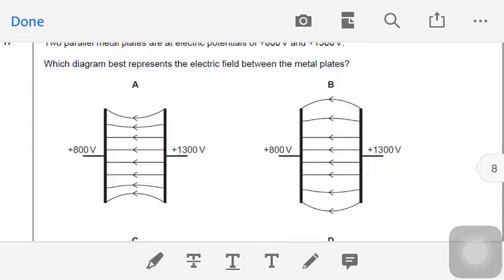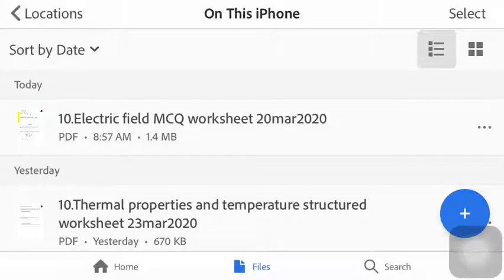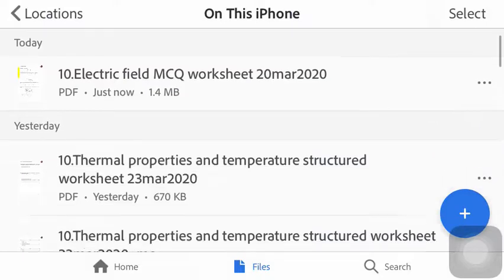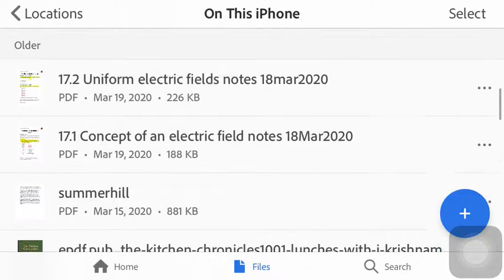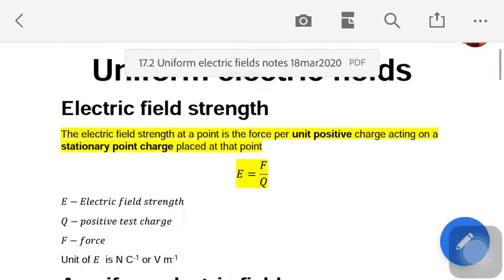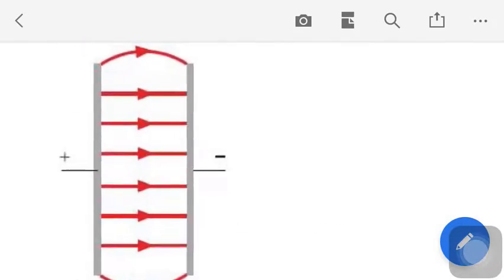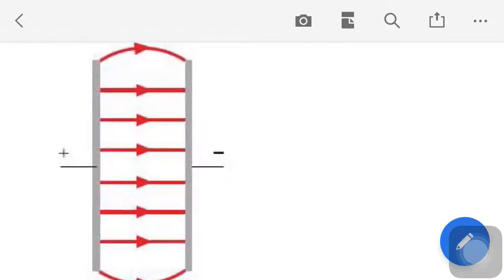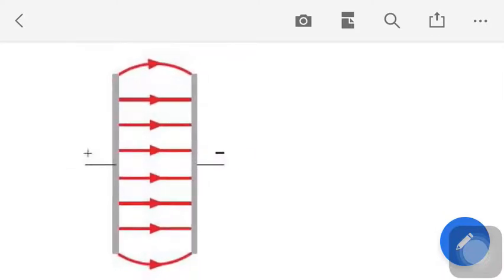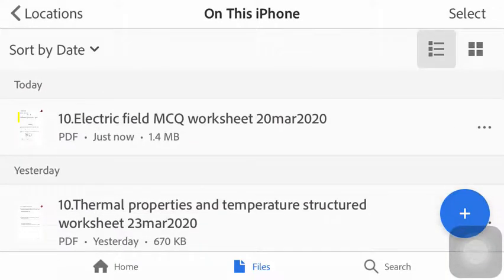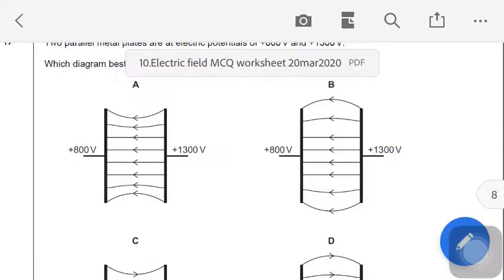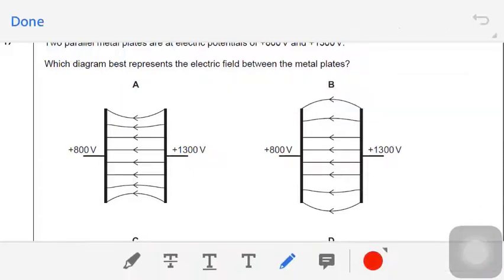Now what is going to be the shape? Well, it's just directly from the nodes. It will be parallel straight lines in the middle, with a bit of curving at the ends. So if you just follow that, that would lead you to answer B. Okay, so answer B.